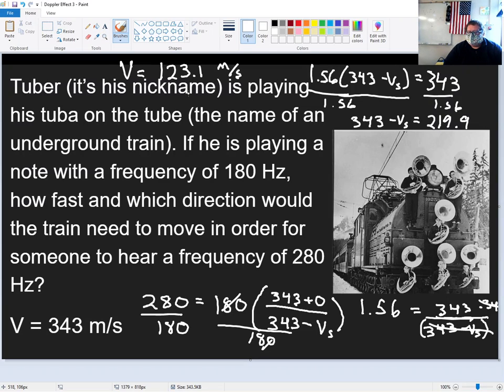Now, this is the same calculation that a radar gun does, right? It does it almost instantaneously because it's built to do that. A police radar gun emits a known frequency. It knows what it emits. That bounces off this train, for example, and it says, okay, I emitted a frequency of 180, but now I notice the frequency is 280. What's going on? It does that calculation real fast and finds that the train is moving 123.1 meters per second, which would be way fast and would result in a speeding ticket.